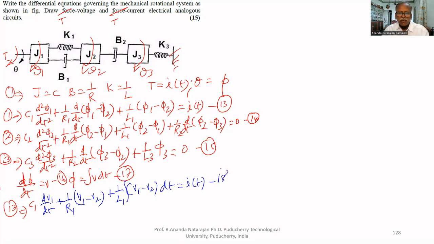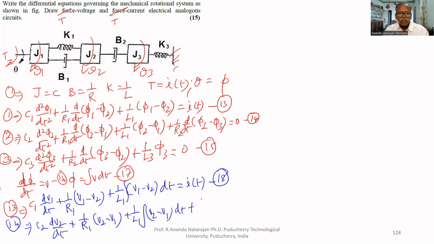This becomes the 18th equation. Then the 14th equation becomes C2 dv2 by dt plus 1 by R1 (v2 minus v1) plus 1 by L1 integral of (v2 minus v1) dt plus, from the 14th equation, 1 by R2 (v2 minus v3) equal to 0. This becomes the 19th equation.